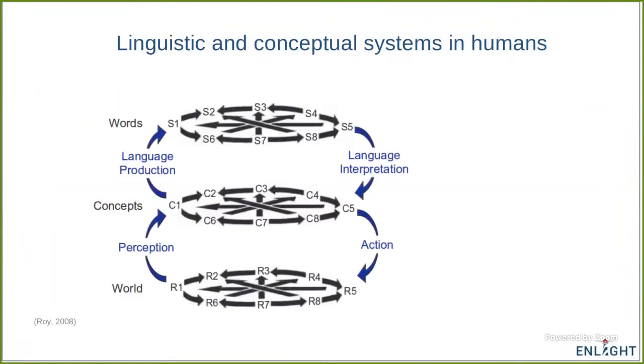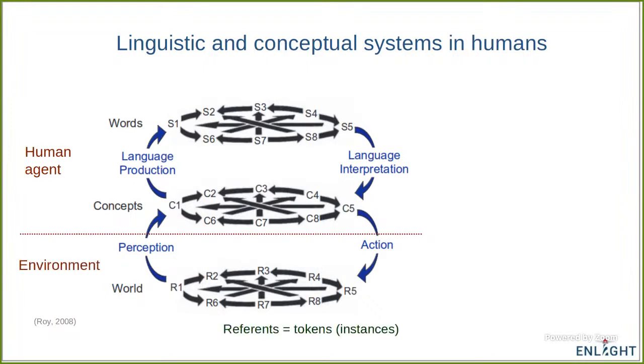So when we look at humans, we know that our mind and brain contain two major systems, linguistic and conceptual. If you look at this picture, we see that the human agent contains both of these systems in her mind, and it also interacts with the environment that provides some reference tokens or instances, and somehow we have to create internal representations in our mind that can have both linguistic and conceptual nature.